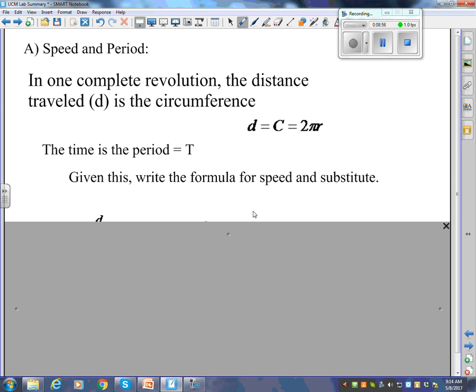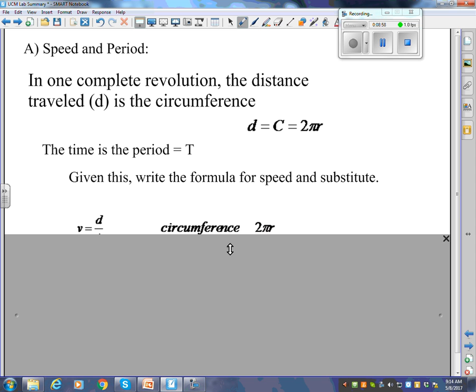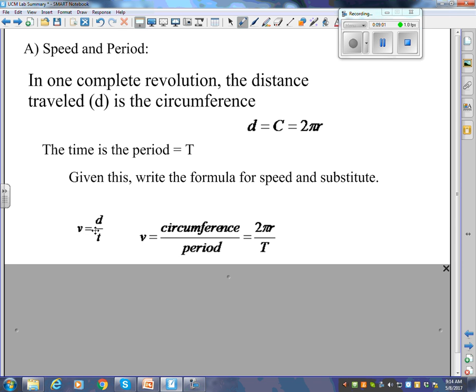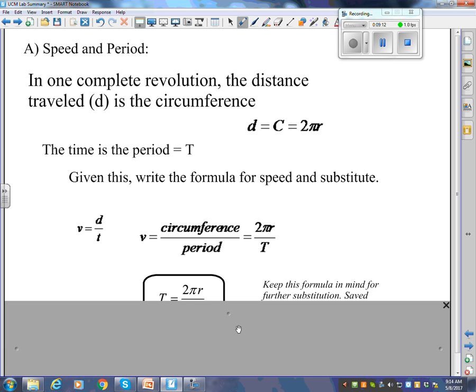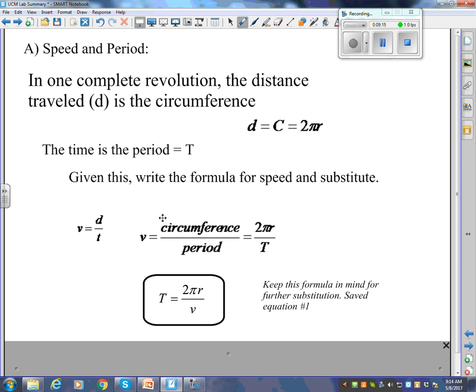Given this, we're going to write the formula for speed, and we're going to substitute. So speed, or velocity, is distance over time. What's the distance traveled? Circumference. What's the time? Period. In other words, v equals 2 pi r over T. And then we're going to rearrange that. We're going to flip the v and the T, and we're going to come up with T equals 2 pi r over v. And I'm going to put a box around that because I'm going to call this saved equation number 1. We've derived this equation from our basic geometry knowledge. And I'll pause there for dramatic effect.